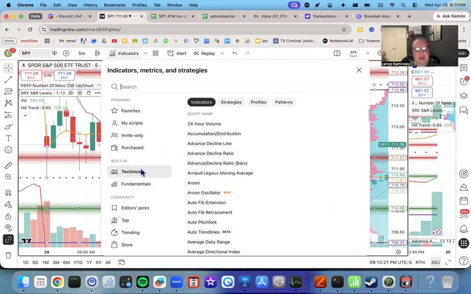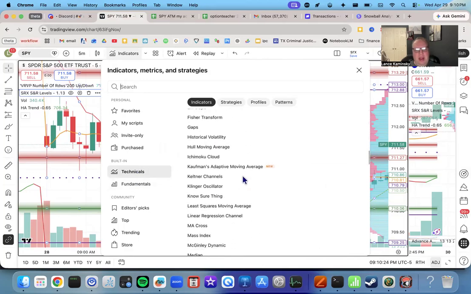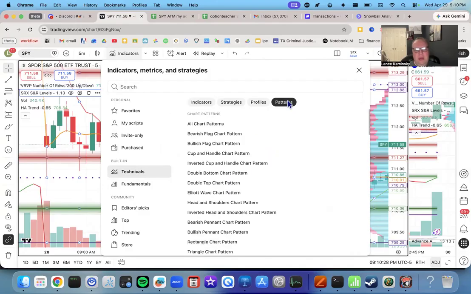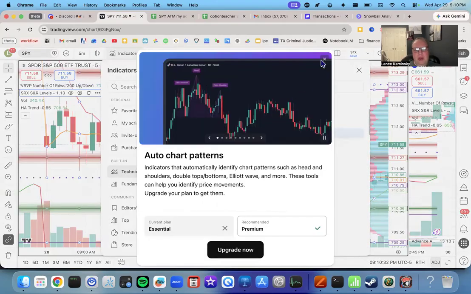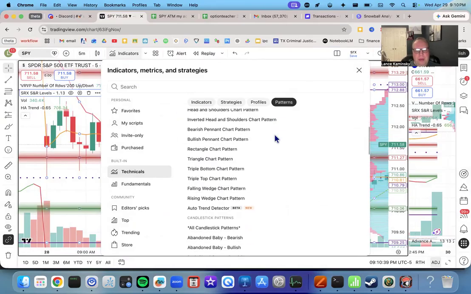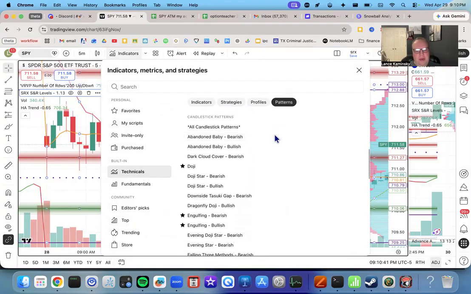You can just leave in built-in technicals. There's a lot here. And you can just look at different patterns, for instance, bearish flag patterns, bullish flag patterns. You need a higher level for that one. If you have the premium, you could use that one as well. And there are many different types of candles.